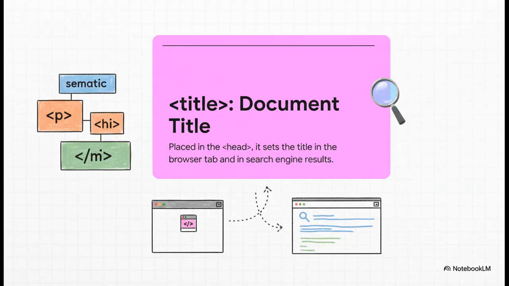And hey, speaking of how things are understood by machines, we can't forget the title tag. And this one's a little different. It doesn't go in the body. It lives up in the head section. The title is what shows up in your browser tab. But even more importantly, it's the big blue clickable link that Google shows in search results. A great title is literally the first impression you make, and it can be the difference between someone clicking your link or just scrolling right on by.